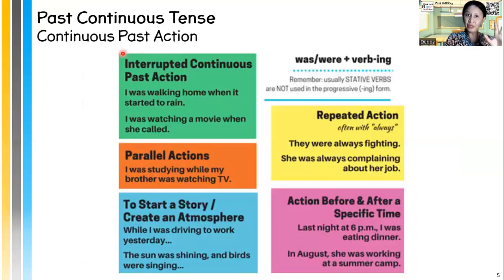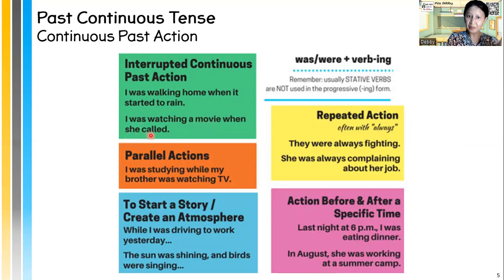The past continuous tense is used for an interrupted continuous past action. I was walking home, and then we use the time signal when it started to rain. So it's an interrupted continuous past action: I was walking home when it started to rain. I was watching a movie when she called. We use the past continuous first, and after when we use the past simple.